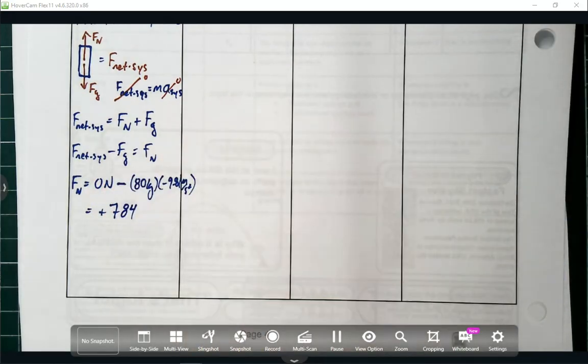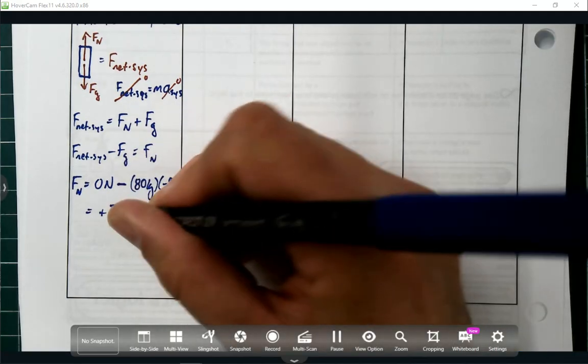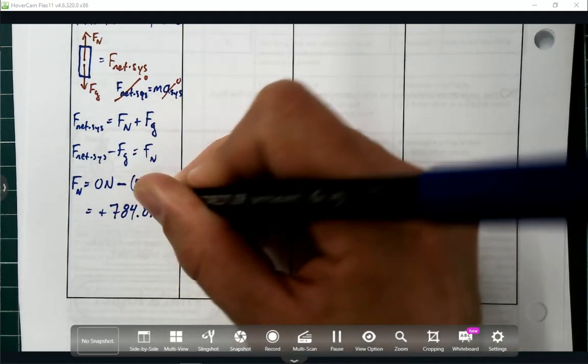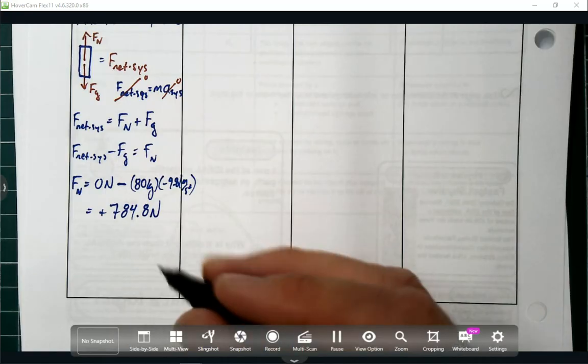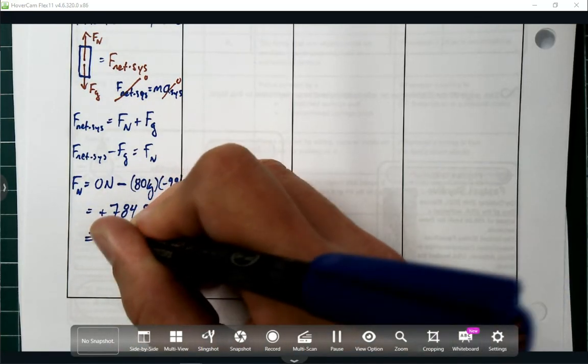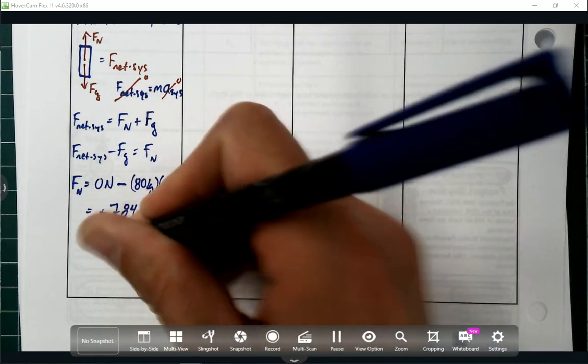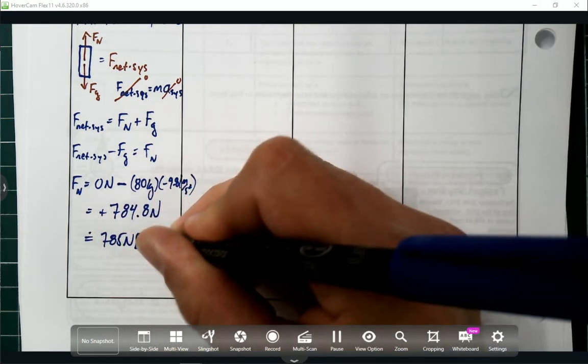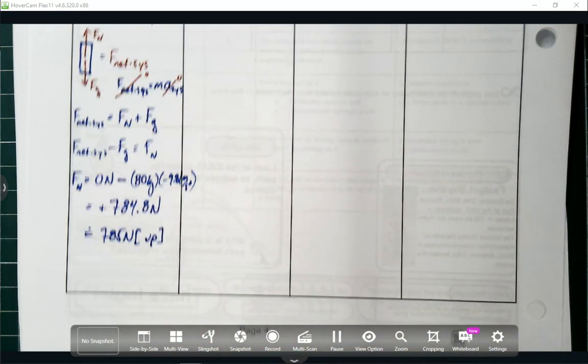You guys help me out with the decimal places. I want to make sure I didn't round this wrong. I get positive 784.8. Everybody agree? All right. Sweet. And then it looks like we've got 3 sig figs way back when in the givens, so we'll say it's approximately 785 newtons. And positive means up in this case. So we'll convert that back to English for ourselves.